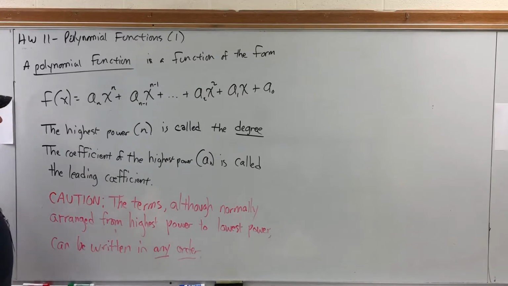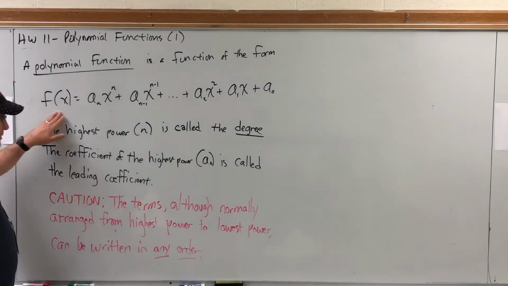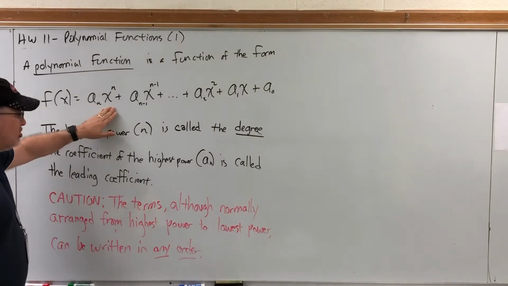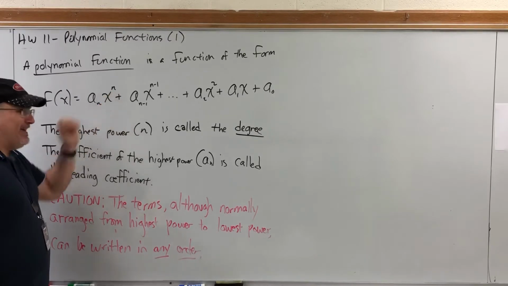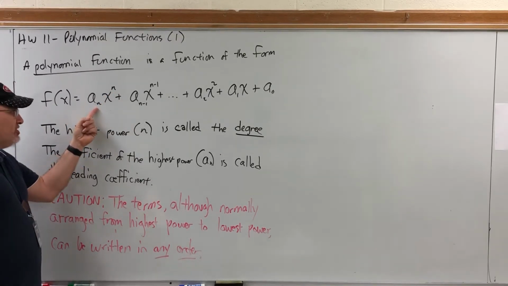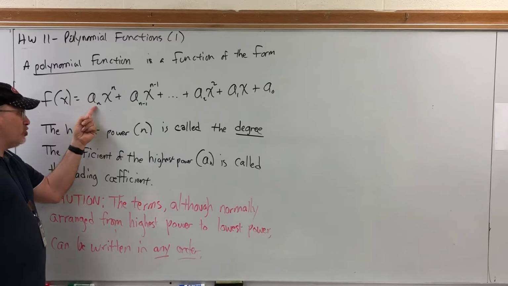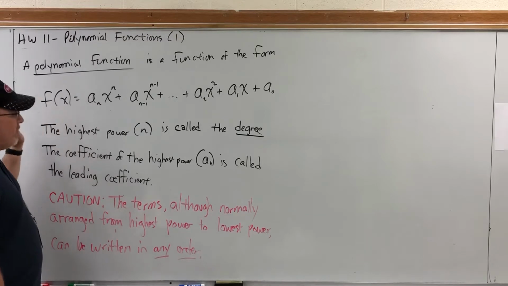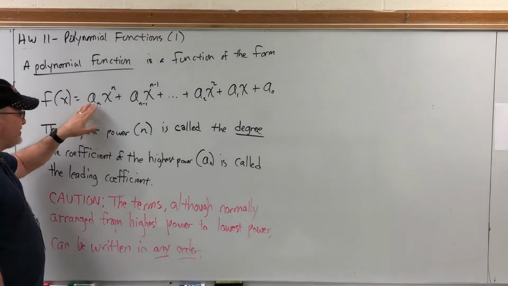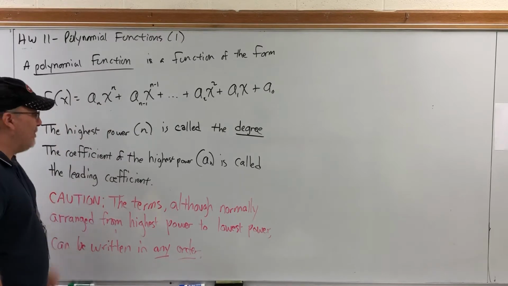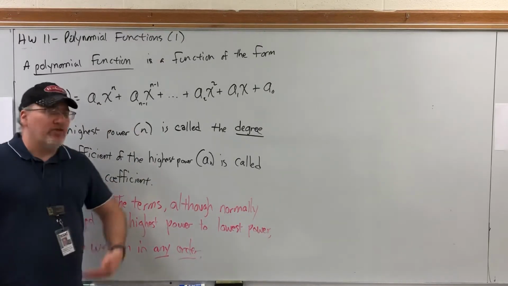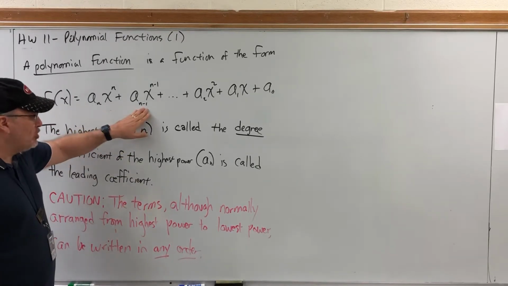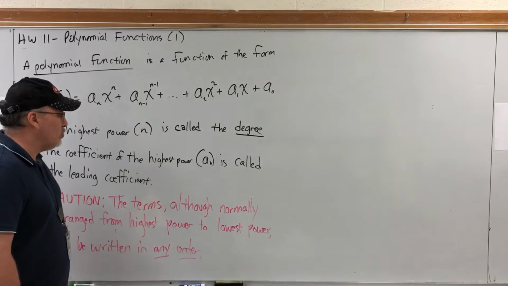A polynomial function is a function of the form f of x equals some coefficient times some power of x. We'll call the highest power x to the n, and we'll call its coefficient a sub n, subscripted to match the power on the x. But I digress. A function of the form f of x equals a sub n times x to the n power plus the term with the next lowest power and its coefficient, a sub n minus 1 times x to the n minus 1 power.